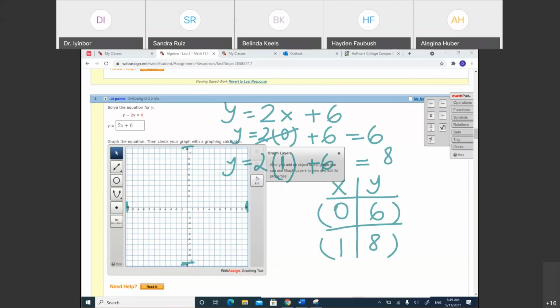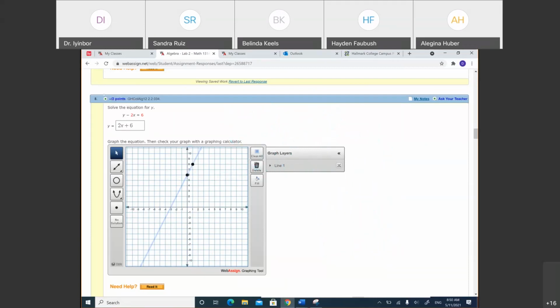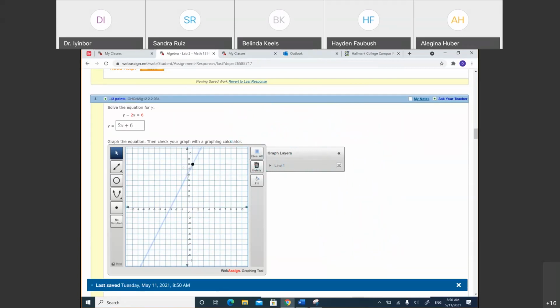So how do you graph it? You're going to click on the graph here. See, there are 3 options. I told you about the 3 options. You're going to pick the first one. Then I click at 0, 6 and at 1, 8. Click at those 2 points, and we get the straight blue line. So the points are 0, 6 and 1, 8. Let me clean this so I can show you.